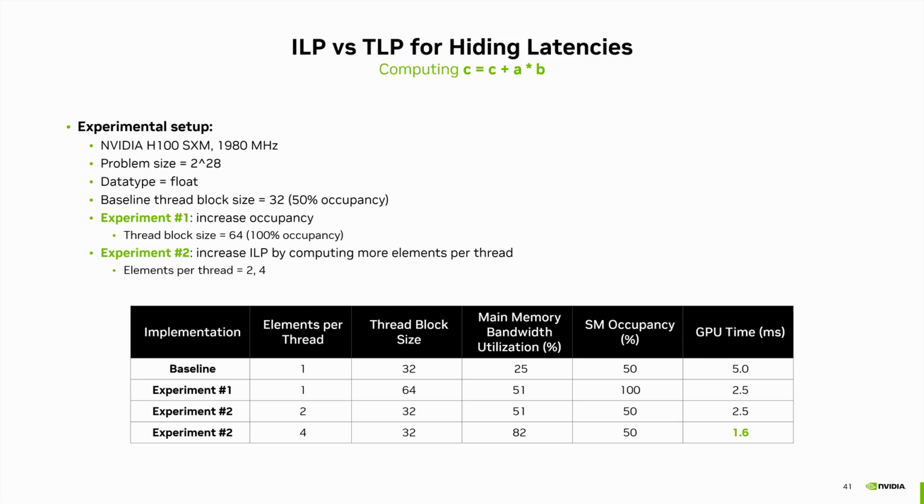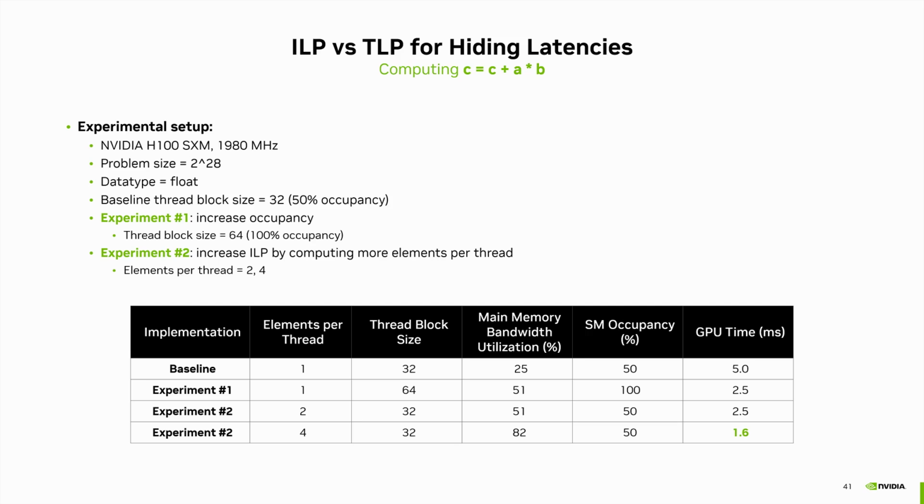So let's go back to our simple vector update kernel and see how ILP and TLP can affect its performance. In our first experiment, we take our baseline code where we only computed one element per thread, and we increase occupancy. We go from 50% occupancy to 100% occupancy, and we see here, by comparing the first two lines, that performance basically doubles. So when we go from 50% to 100% occupancy, we get half of the execution time.